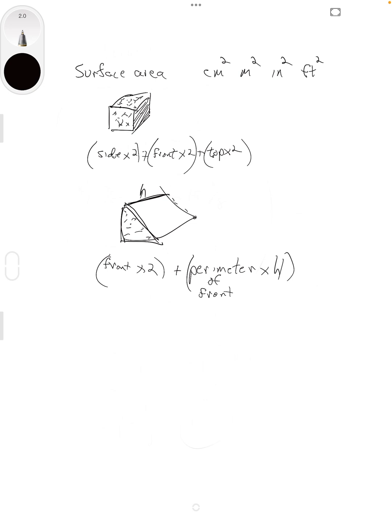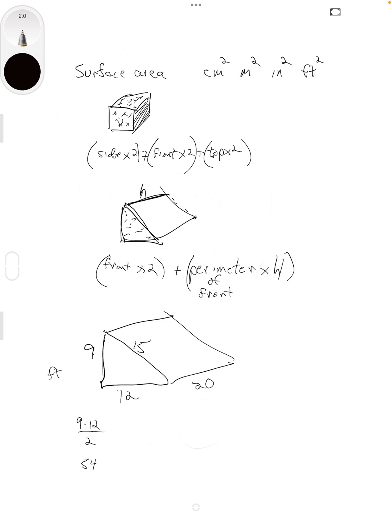So let's give you an actual example. Let's say you have one of these that is 9 by 12 by 15, and it is, let's say, 20 deep. Well, the area of the front is 9 times 12 divided by 2, length times width divided by 2, which is the same thing as 9 times 6. 9 times 6 is 54. And I'm going to say these are in feet. So it's 54 square feet.